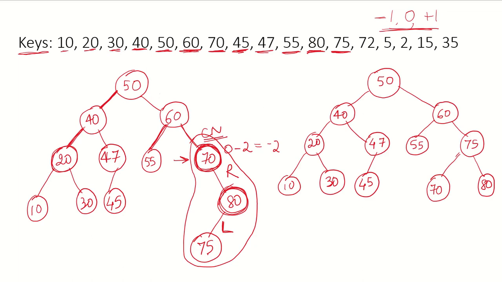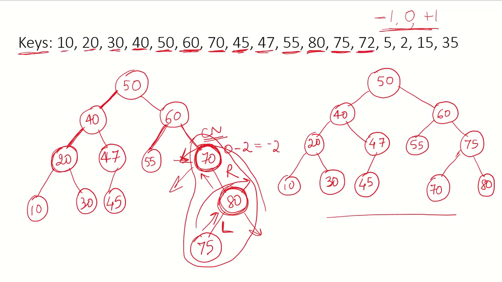Now when an RL rotation happens and there is a double rotation, first there will be a right rotation. So 75 will be moved up, 80 will come down, and then the left rotation will happen. So now 75 will go up, 70 will come down and 80 will move up. So this will be the new structure of the AVL tree, and you can see again in this case each and every node is balanced. That means it is having a balance factor of either minus 1, 0 or plus 1.